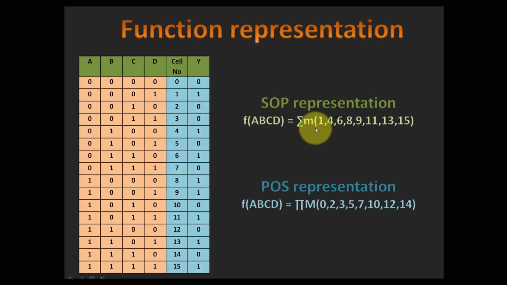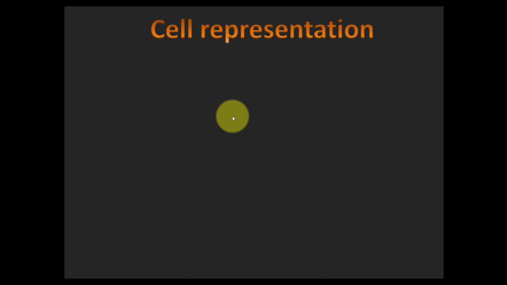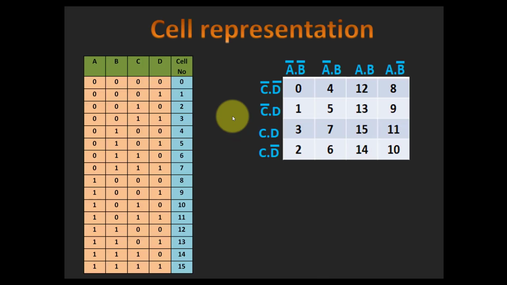Now sigma becomes capital Pi and small m becomes capital M, and all these cell numbers are actually output 0. Okay, so here we have 0, then 2, 3, 5, 7, 10, 12, 14. These are all actually zeros. Now this is the cell representation as we have seen.